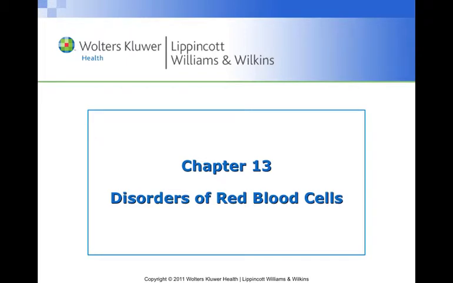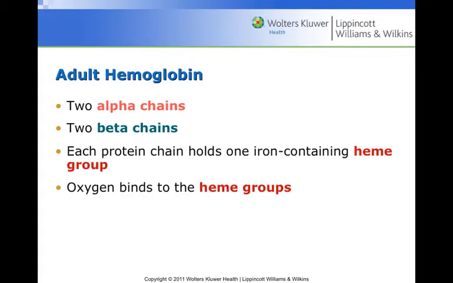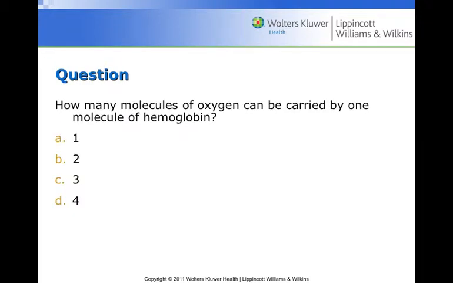Chapter 13 is disorders of red blood cells. When we talk about red blood cells, a key component in them is hemoglobin. This is what carries oxygen. It's made up of 2 alpha chains and 2 beta chains, and then they have an iron-containing group called heme, and oxygen is what binds to that heme. And of course, carrying oxygen to the tissues is the fundamental activity that red blood cells perform.